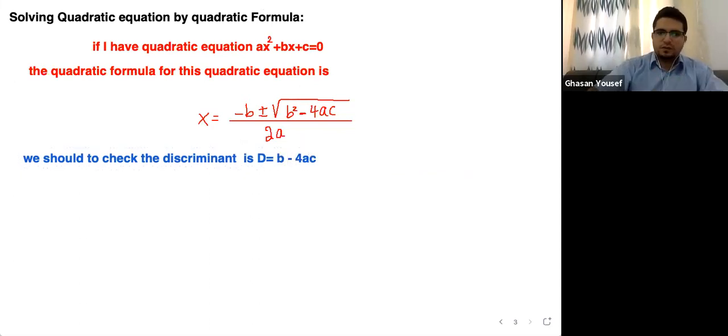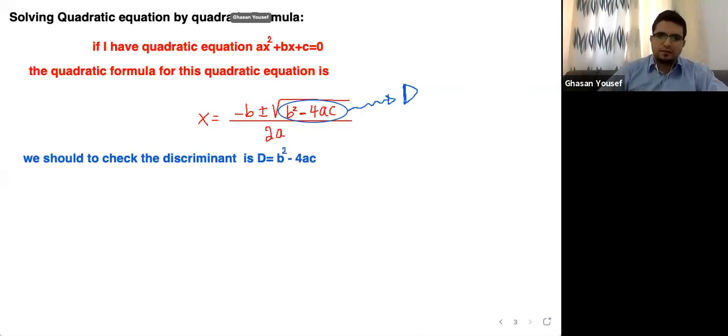So here, b squared minus 4ac is the discriminant inside the radical. We have to check this before we start using the quadratic formula. This is my d, the discriminant d. We have to check this one.